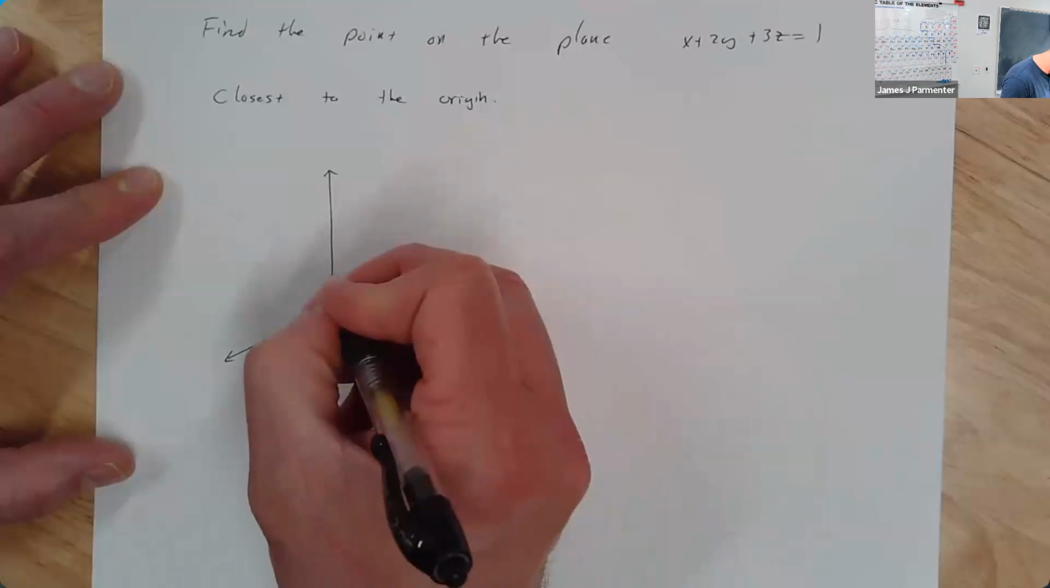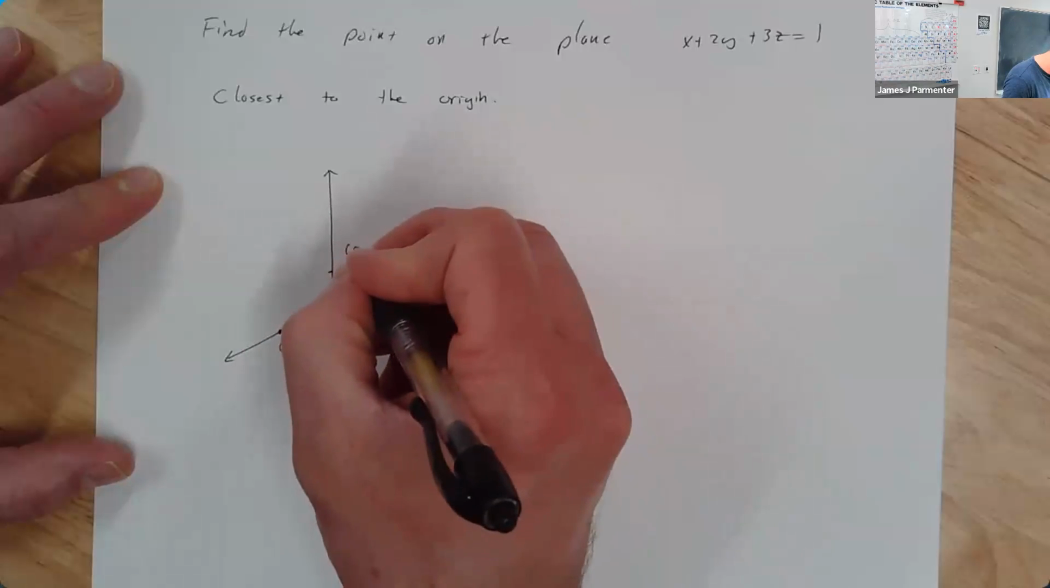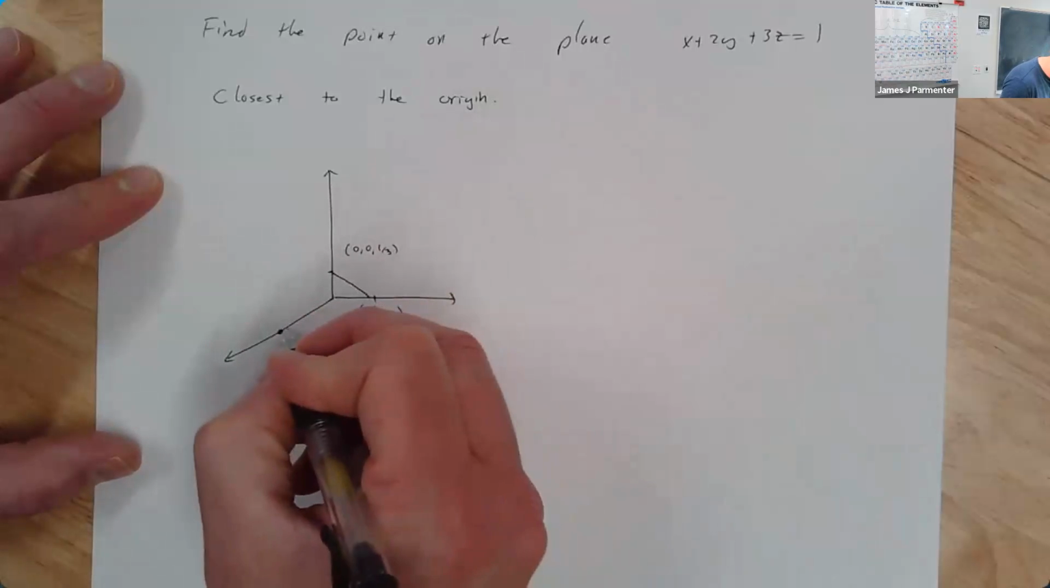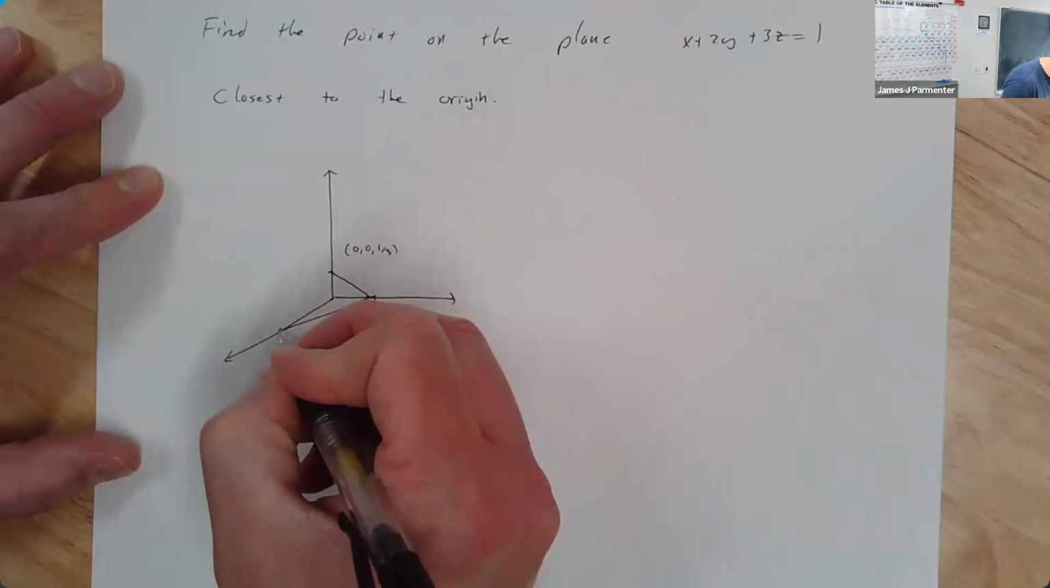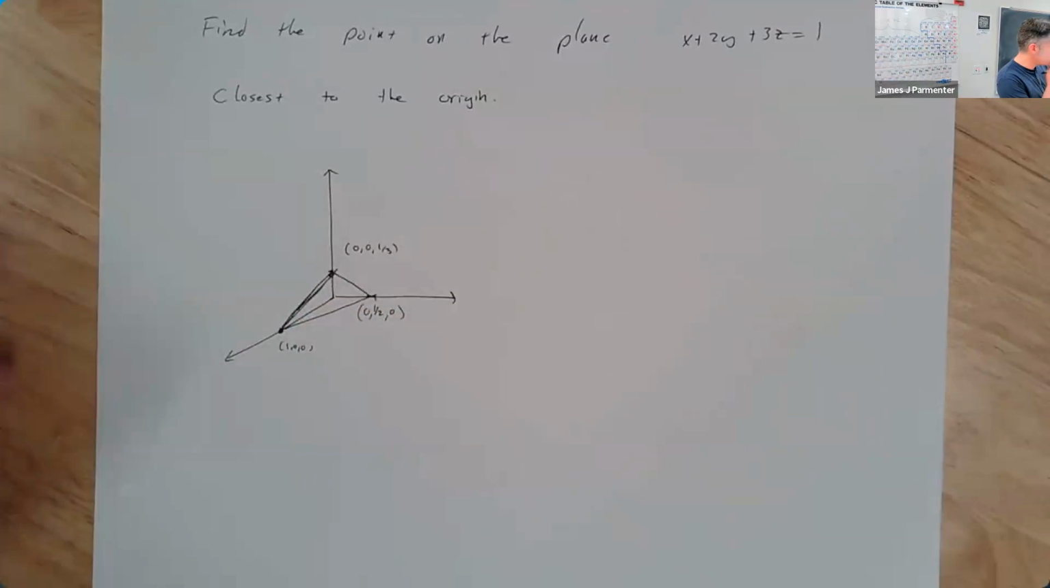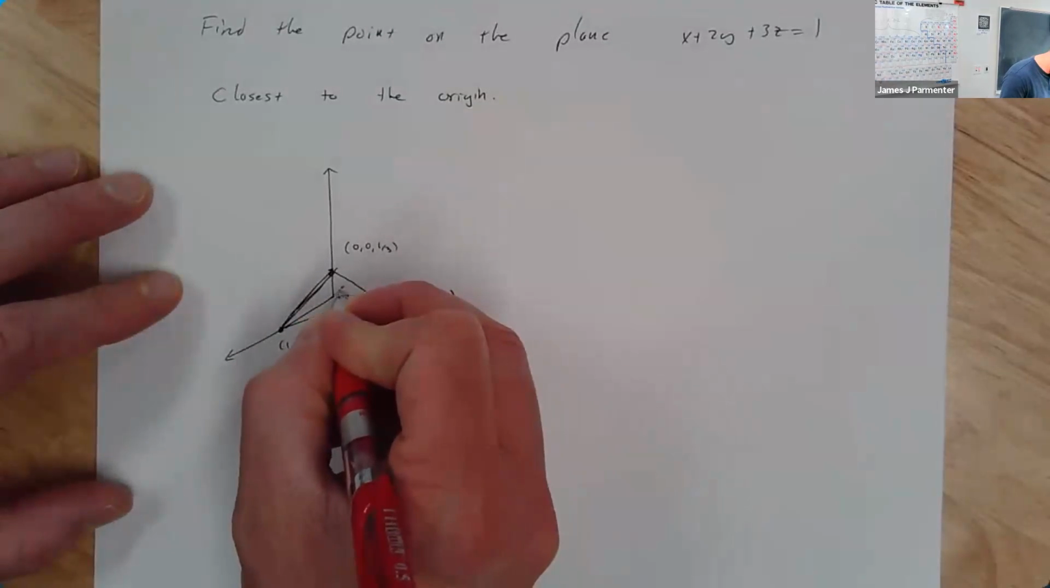And the z-intercept is 1/3. Here's the plane. We want to know what point on that plane is closest to the origin. And it's somewhere probably like here-ish.